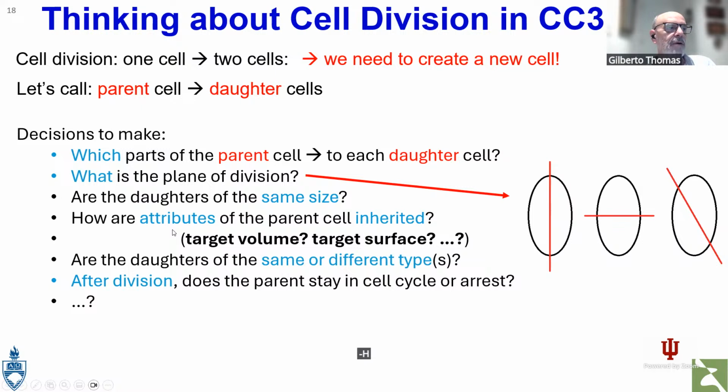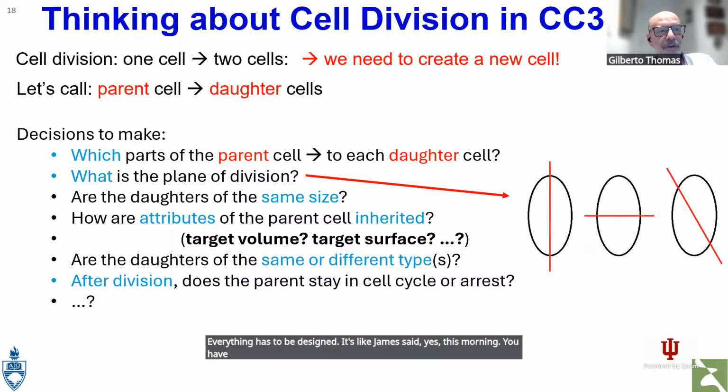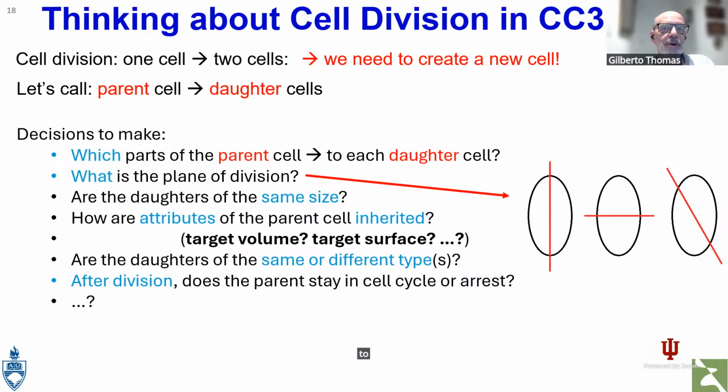Okay, how the attributes of the parent cell are inherited by the daughters. I mean, are the daughter cells in the same cell state as the parent one, for example? We have to decide that. Everything has to be decided. It's like James said this morning. You have to think before you start to code.